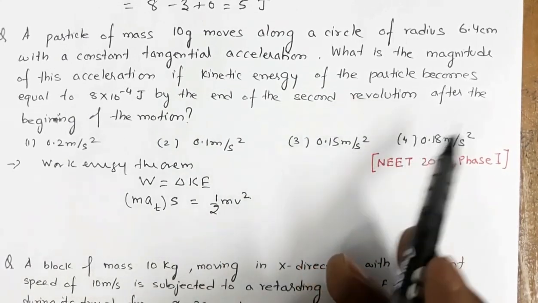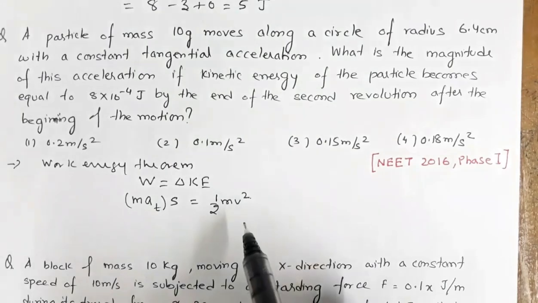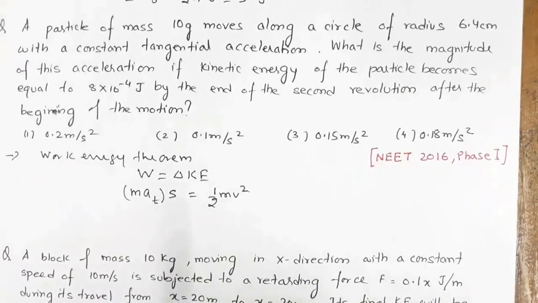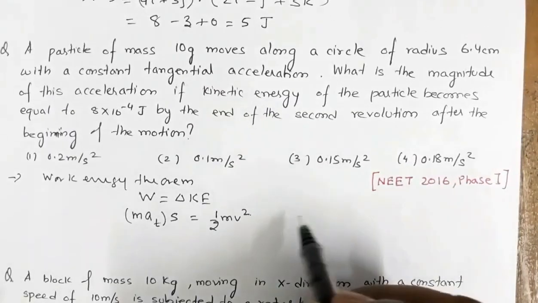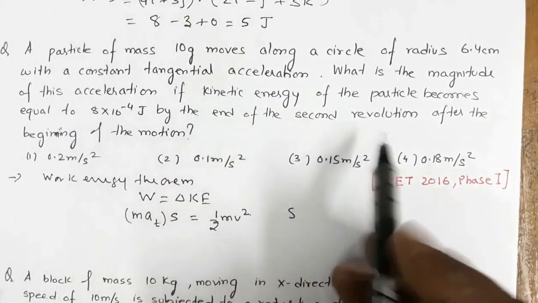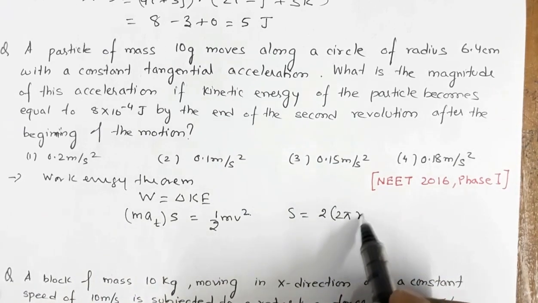Okay. After beginning the motion, the initial energy is 0. So the final energy is half mv square. So half mv square minus 0 is half mv square. Okay. Now what is S here? By the end of the second revolution, S will be 2 times 2 pi r.